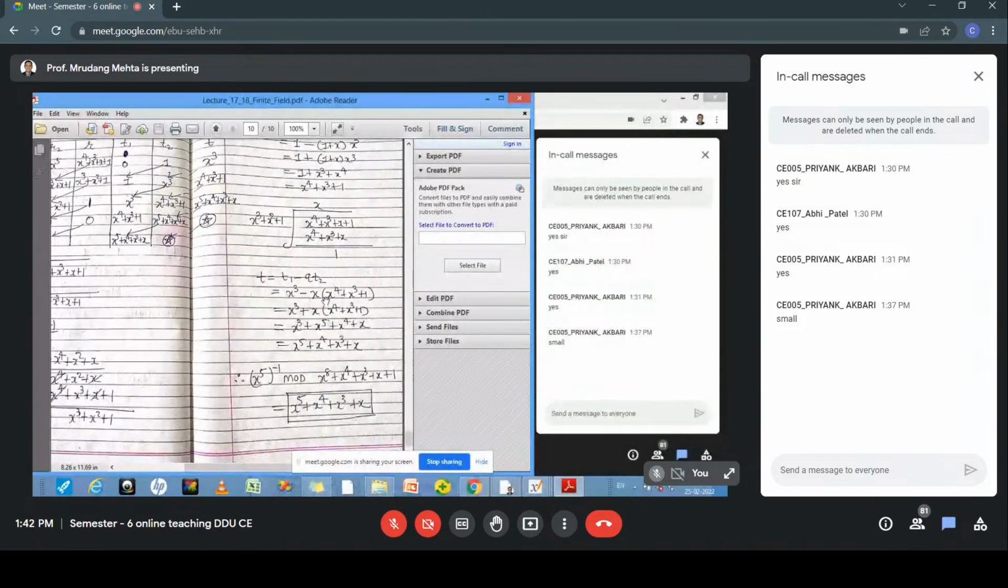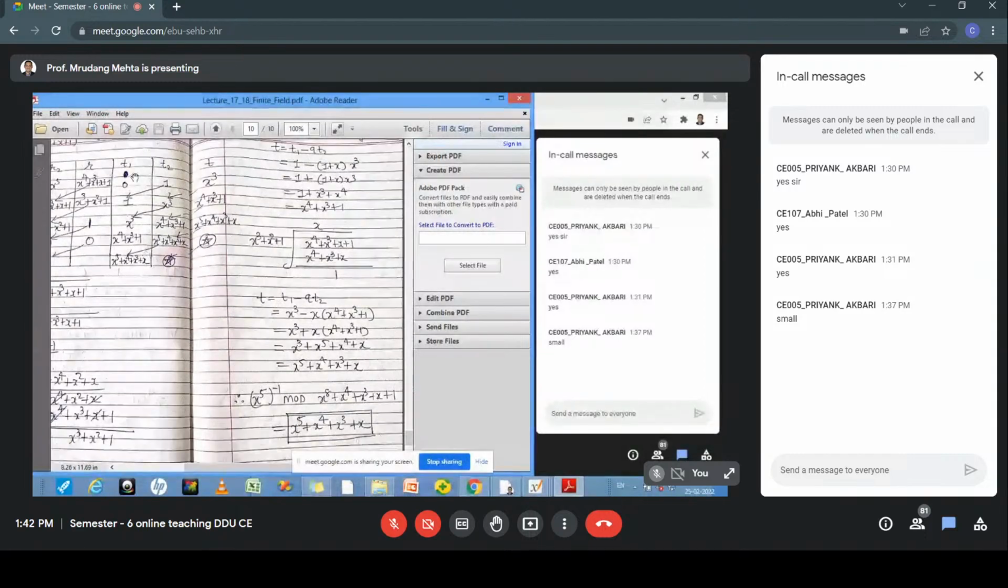So x cube minus x raised to 4 plus x cube plus 1. Now this minus becomes plus because this is XOR. So in XOR, both the signs are same. So x cube plus x into x raised to 4 plus x cube plus 1. So this results into x raised to 5 plus x raised to 4 plus x cube plus x. So this becomes our T1.